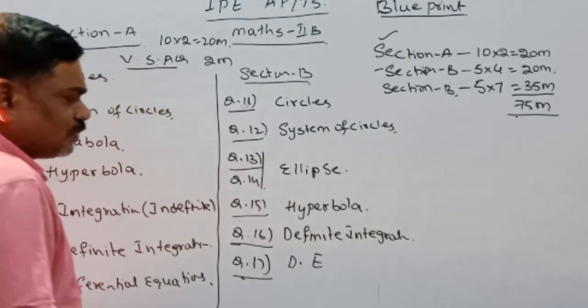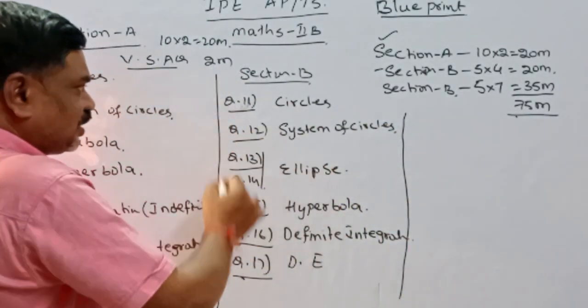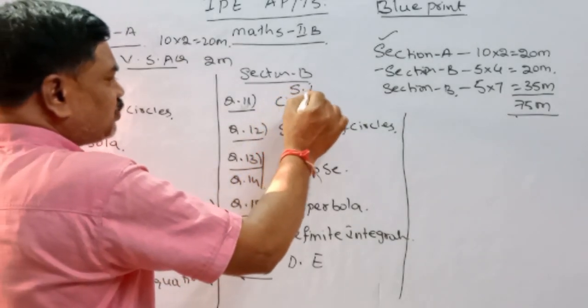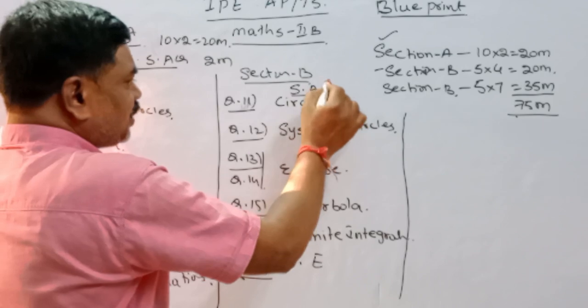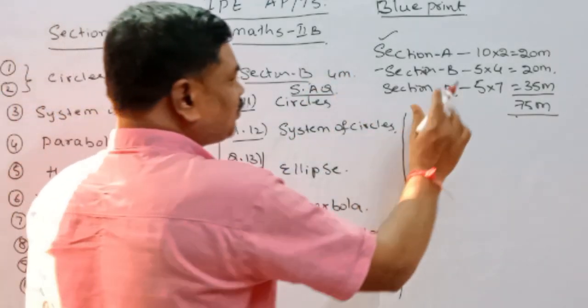This is section B, short answer questions. Each question carries 4 marks. Now go for section C.